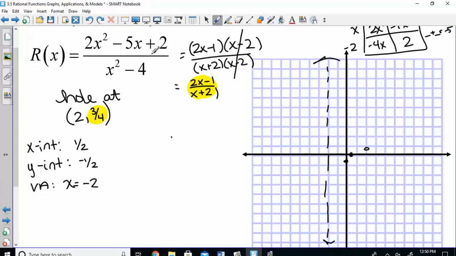Okay, now we decide horizontal or oblique. When you're looking at your degree, it's not going to matter if you look at the original or your reduced. Either way, we're fine. If I look at the original, the degree of the top was 2 and the bottom was 2. If we looked at our final one, it's 1 over 1. Either way, it's the same degree, which means what kind of asymptote? Horizontal. To find it, you divide the leading coefficients. So think of it as like 2x squared over x squared, or 2x over x. You get y equals 2.